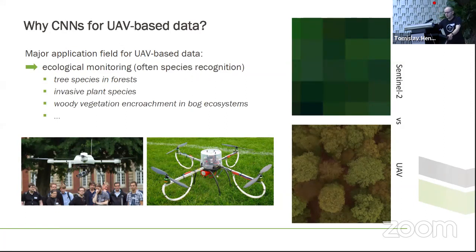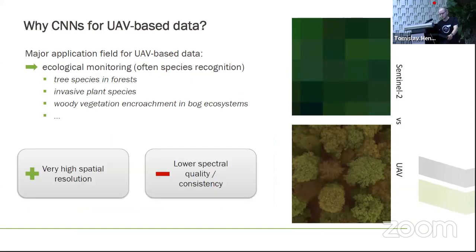We've been working on a lot of ecological monitoring studies where the objective often was to recognize or detect certain species, analyze tree species in forests, invasive plant species, or detect woody vegetation encroachment in swamps. There are basically two properties of UAV-based data compared to satellite data that we always encounter when doing this: a very, very high spatial resolution compared to satellite data, but on the other hand, a lower spectral quality, or as I put it here, consistency of the data.